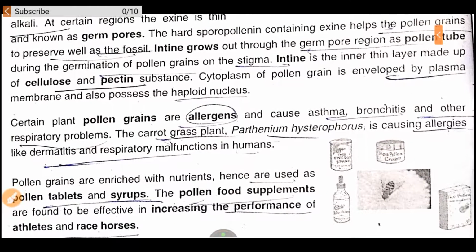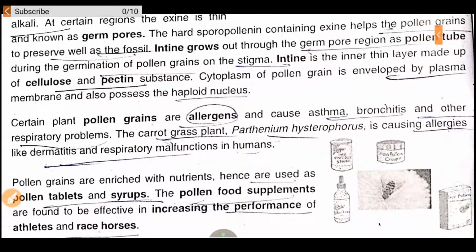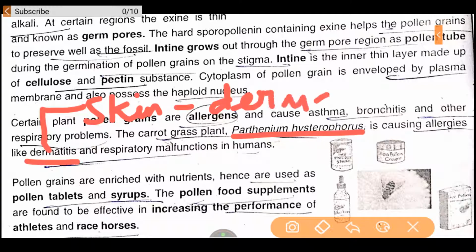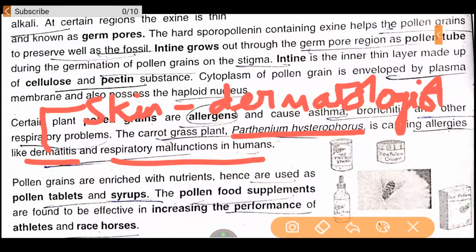Certain plants' pollen grains are allergens and cause asthma, bronchitis, and other respiratory problems. The carrot grass plant, Parthenium hysterophorus, is causing allergies like dermatitis. Dermis means this is related to skin. The doctor who sees this is called a dermatologist. And it causes respiratory malfunctions in humans.